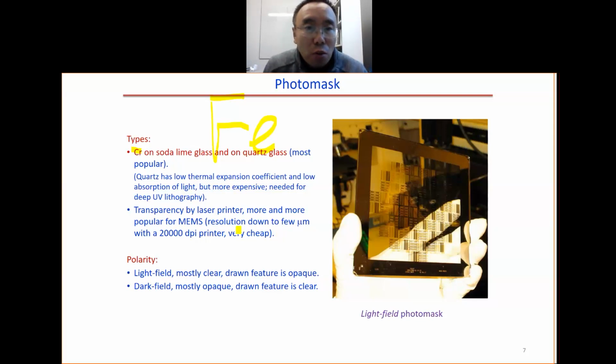If the resolution is low, you can also use a transparency. You print some black ink pattern on top of the transparency with your laser printer, and it can also be used as a photomask. The polarity of the photomask can be light field, which means most of the area is transparent, or dark field, where most of the area is opaque. Whether you use light field or dark field depends on what pattern you want and what resist you want, positive resist or negative resist.